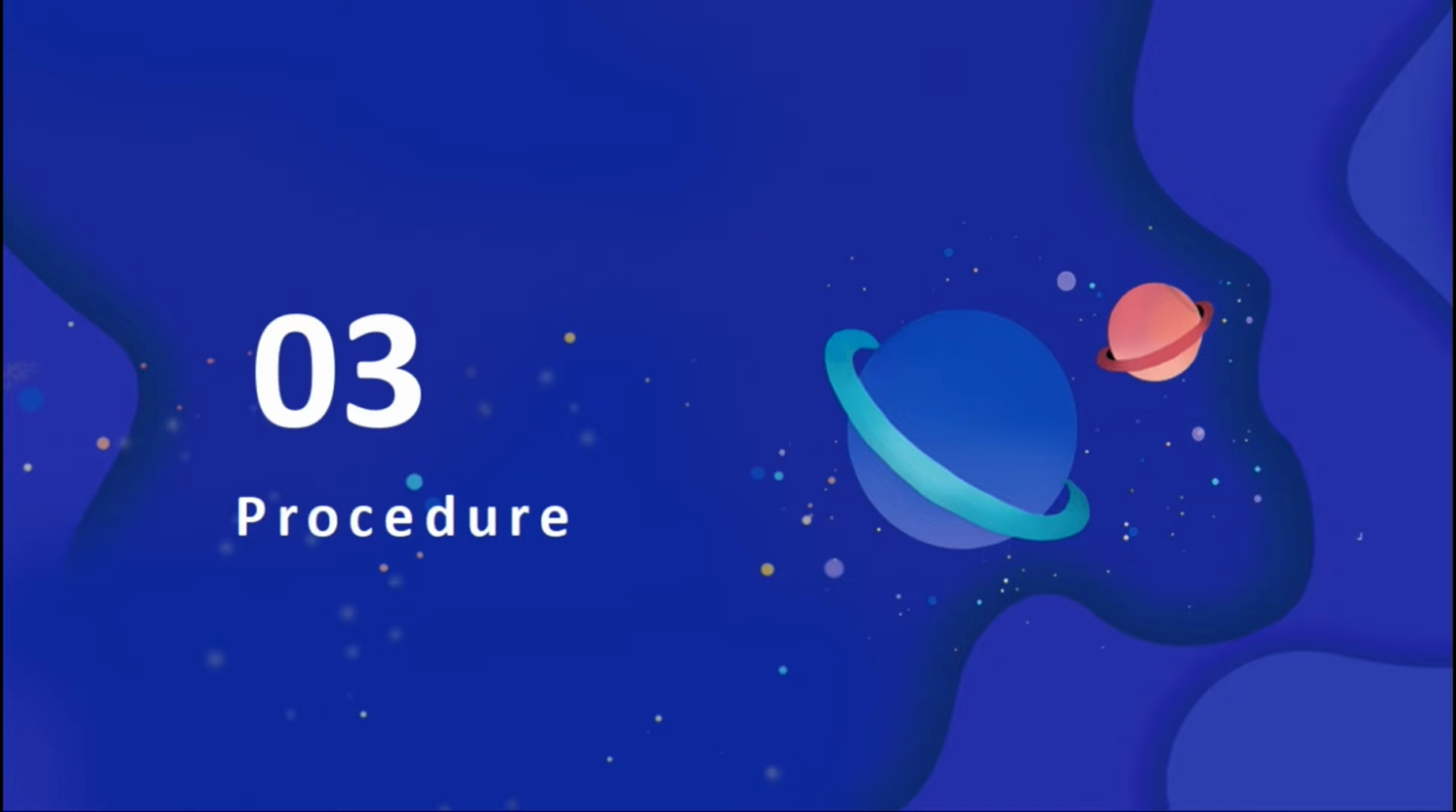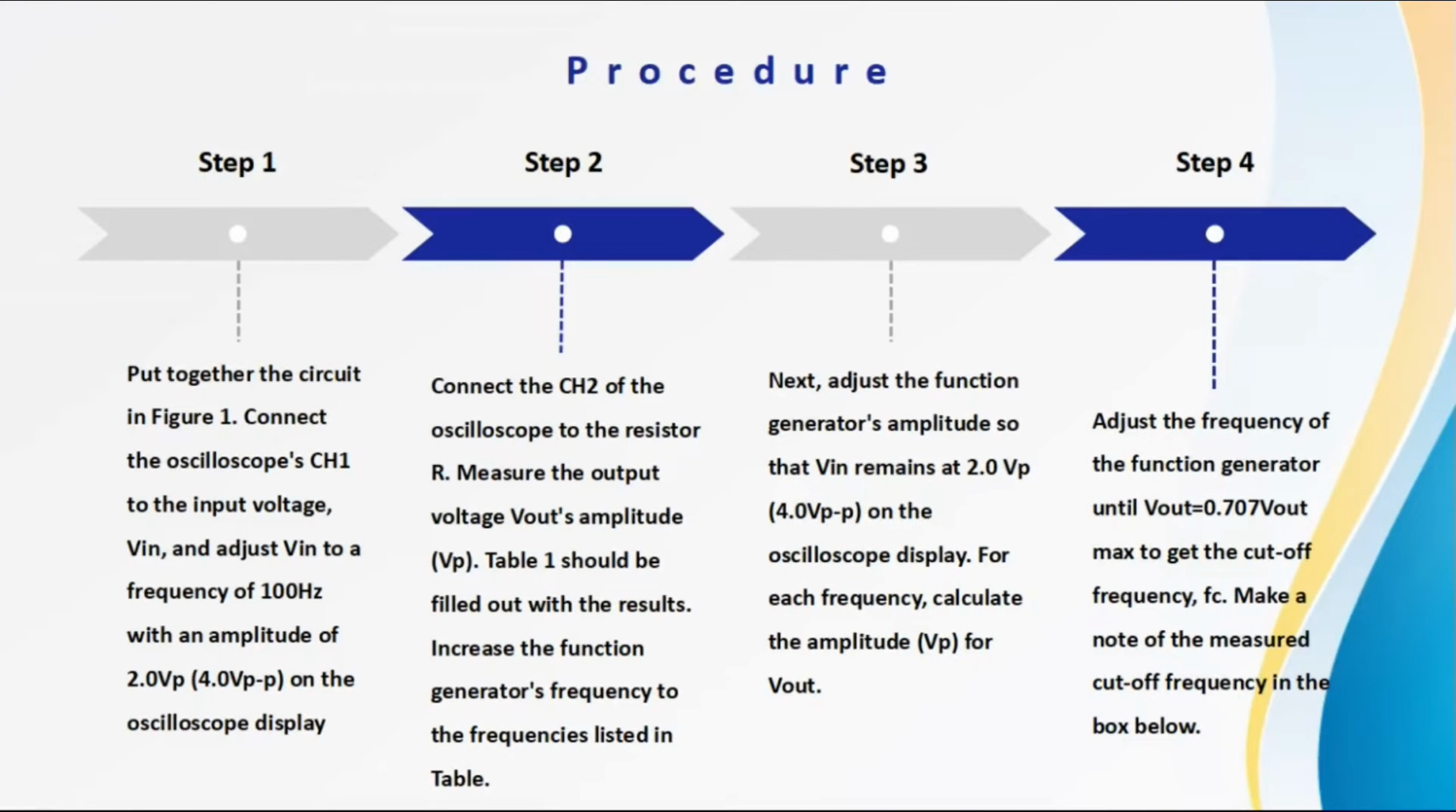Next, let's move on to procedure. Step 1. Put together the circuit in figure 1. This figure 1 will be shown in the next part, which is simulation in Multisim. Connect the oscilloscope's channel 1 to the input voltage Vin and adjust Vin to a frequency of 100 Hz with an amplitude of 2.0 Vp or equals 4.0 Vpp. This Vpp means the voltage peak to peak on the oscilloscope display.